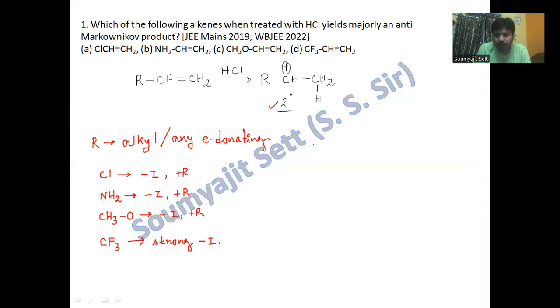Then what kind of carbocation will be formed in that case? In that case, CF3CH=CH2 will lead us to the comparatively more stable 1 degree carbocation. And ultimately Cl minus will be added at the terminal position.